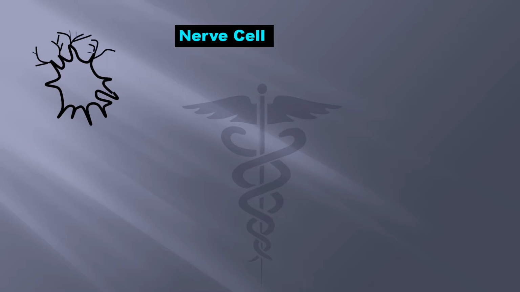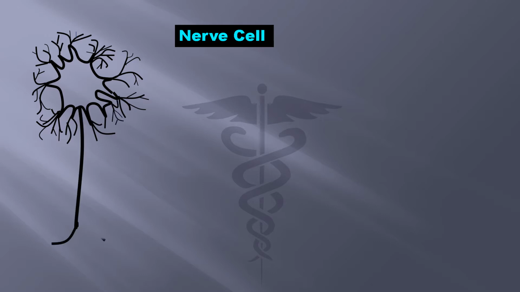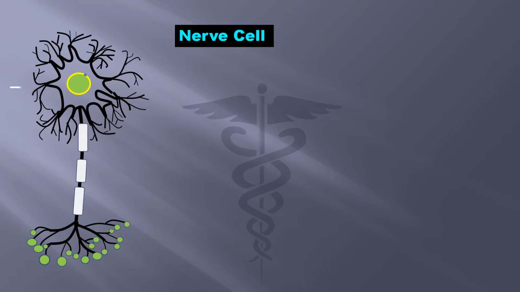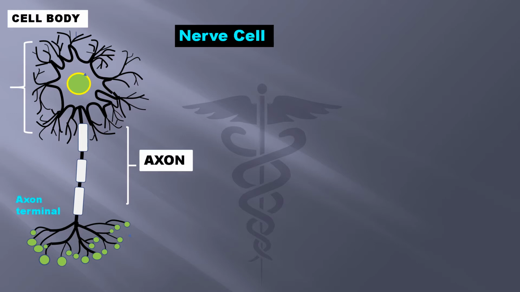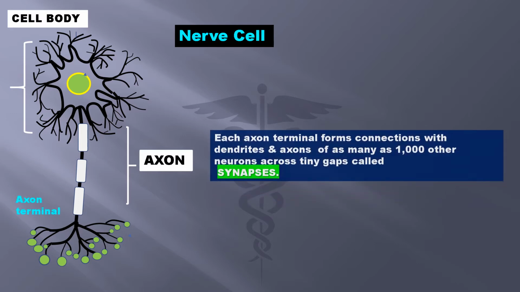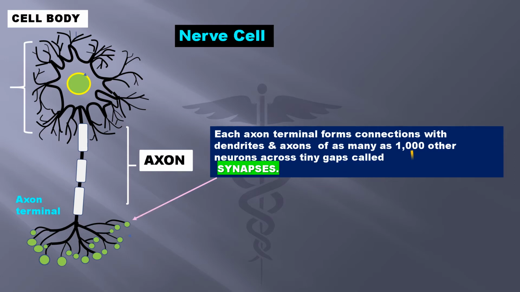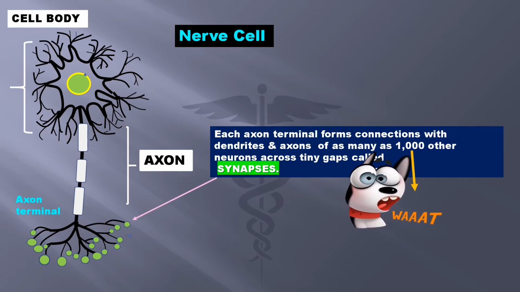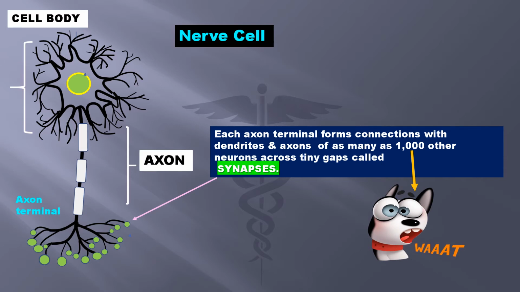I'm going to sketch a single nerve cell so we can understand the different parts it has. These are dendrites, long axon below, nucleus in the center. This forms the cell body. Axon terminals at the bottom. White areas are the myelin sheath covering the axon. Each axon terminal forms connections with dendrites and axons of as many as 1,000 other neurons across tiny gaps called synapses. This is a connecting nerve cell. You may see my video about the nervous system if you want to know more. The link is in the description box of this video.